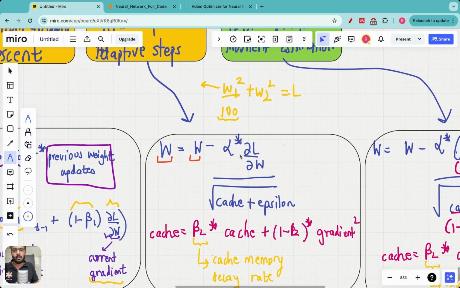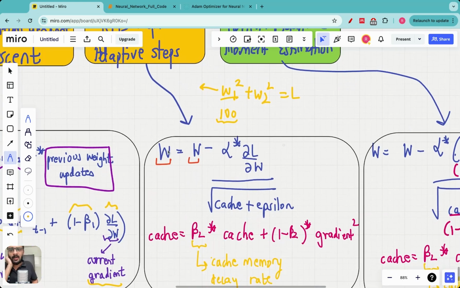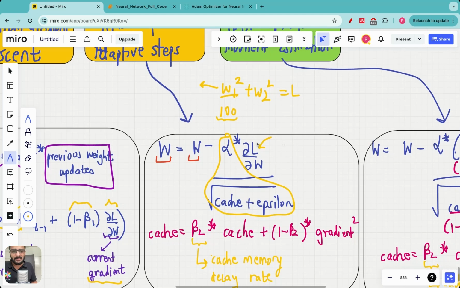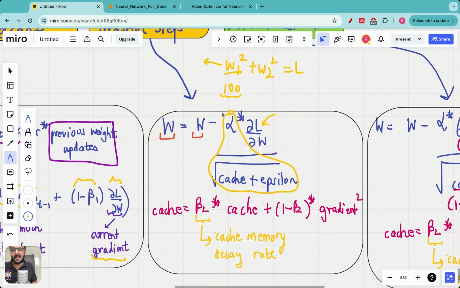So in RMS prop, if you look at the mathematical formula, the current weight is the prior weight minus an effective learning rate. So whatever I'm writing in the bracket right now is an effective learning rate multiplied by the current gradient. So it does not take into account the past gradients for finding this gradient term, but it adapts the step sizes. And for adapting the step sizes, it definitely takes into account the past gradients. In fact, it maintains a term which is called cache. So the cache term comes in the denominator, and the cache term is a historical representation of how the gradient square values are accumulating.